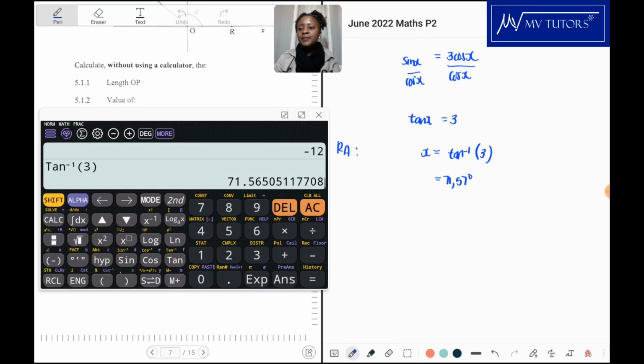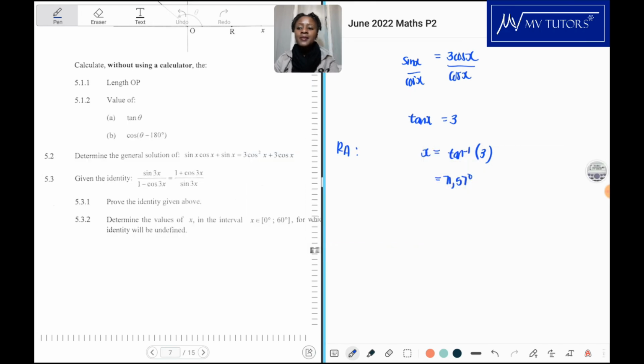71.57 degrees. Yeah, so that is my reference angle. I'm halfway through. I need to get the general solution. Then I need to ask myself, in which quadrant is tan positive? So it's positive in the first and the third quadrant. Secondly, what is the period of tan? Because I know the period of sine and cos is 360, but the period of tan is 180 degrees.